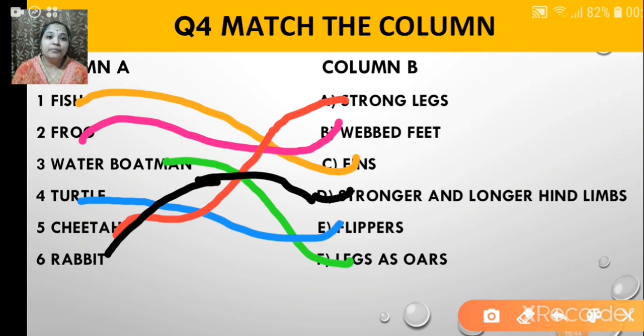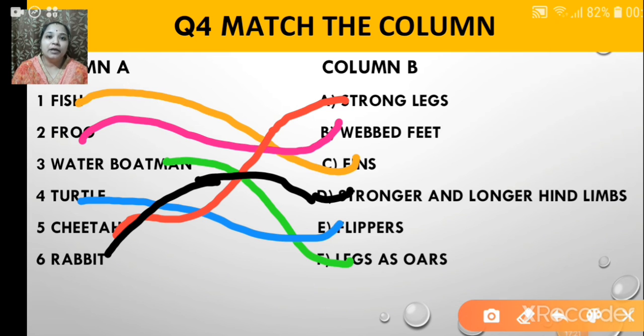Water boatman. The insect called water boatman uses its legs as oars to push the water to move forward. Next is turtle. How does the turtle move? The turtle and also the penguins use flippers to move. Turtles use flippers and the penguins have wings which are used as flippers which help them to move or swim.